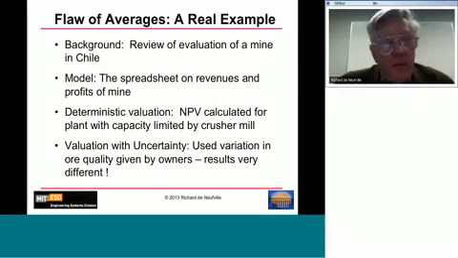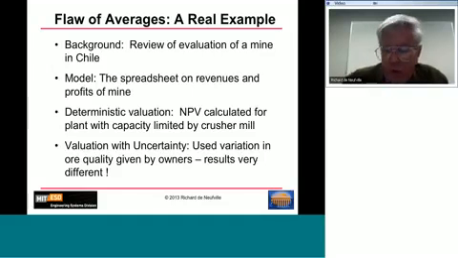Let me just give you an example of how this works. With a student I've been working with here in the Systems Design and Management program at MIT, we were looking at some reviews of a valuation for a mine in Chile. We had available to us the spreadsheet on revenues and profits, and we had a deterministic valuation given at the average quality of the ore and the average prices, and it looked like a very good investment. But then what we did was to consider that in fact prices went up and down, as they do, and that the quality of the ore varies depending on which block you extract it from, and we got very different answers.